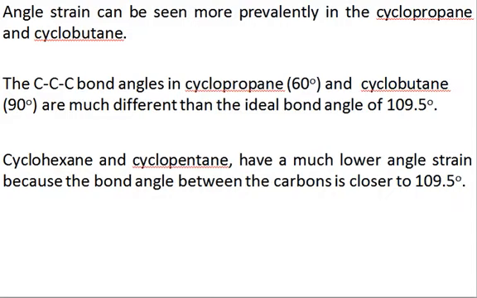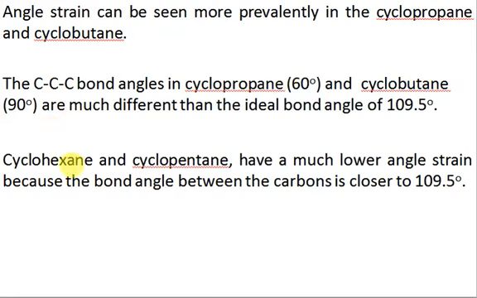Angle strain is mostly observed in cyclopropane and cyclobutane. In case of the cyclopropane, the bond angle is 60 degrees, and you can calculate the angle strain, which is 49.5. And in case of cyclobutane, the bond angle is 90 degrees. So there's a huge difference in bond angle of the cyclopropane and the ideal angle, and similarly cyclobutane and the ideal angle. It is this deviation of these observed angles from the ideal angle that is causing these two cycloalkanes to become unstable.